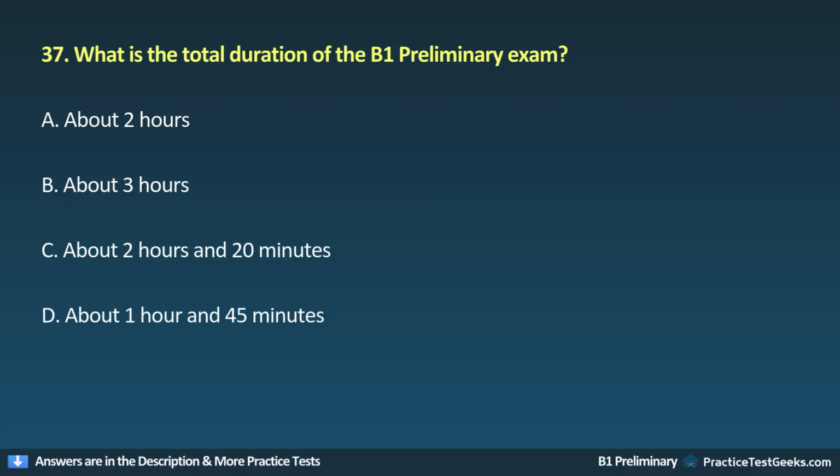37. What is the total duration of the B1 preliminary exam? A. About 2 hours. B. About 3 hours. C. About 2 hours and 20 minutes. D. About 1 hour and 45 minutes.